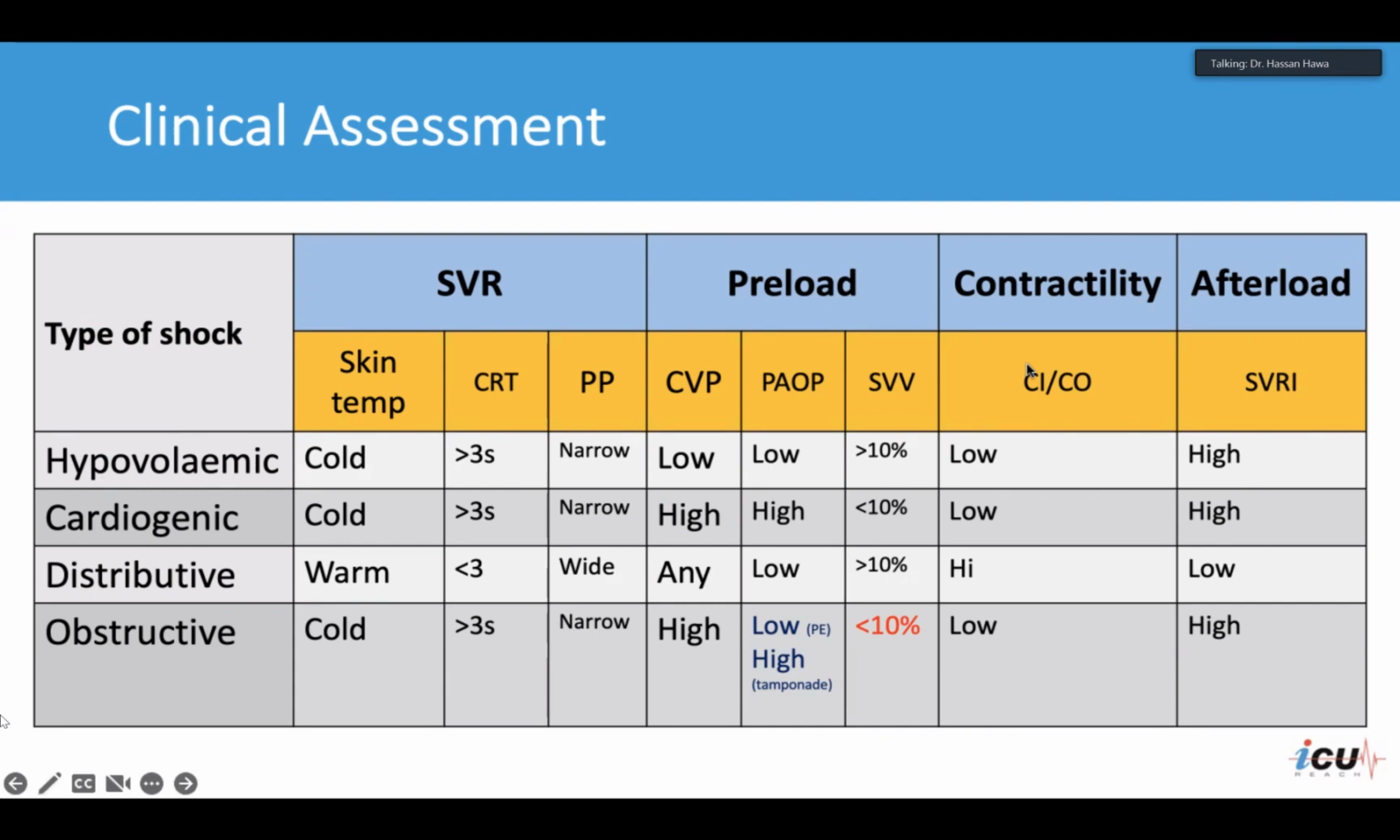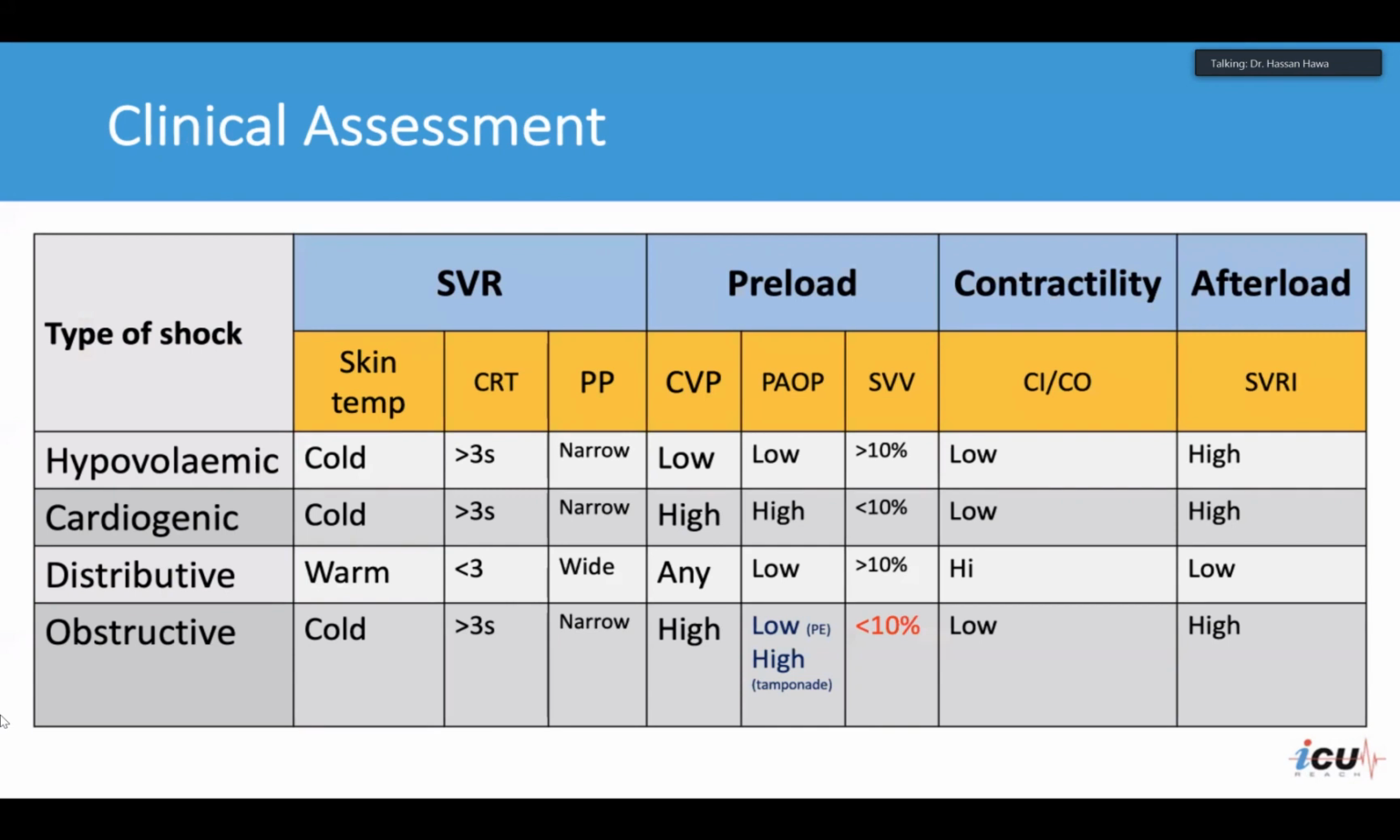When it comes to contractility, apart from the distributive shock, where usually we have high cardiac output associated with low vascular resistance, generally speaking, the cardiac output is really low in the other types of shock. The systemic vascular resistance index, again, if you have a machine to measure it, you'll see it's high in the cardiogenic, hypovolemic, and obstructive shock, but it would be low in the distributive shock.